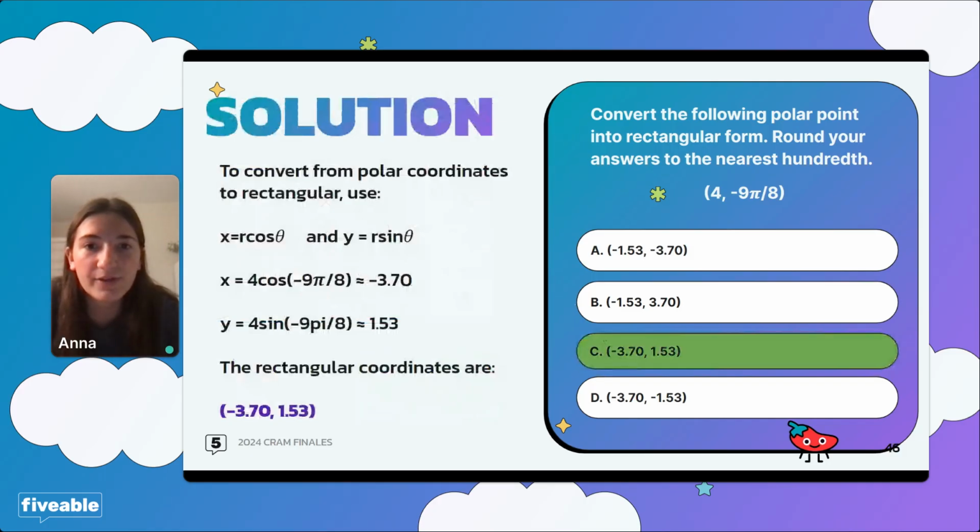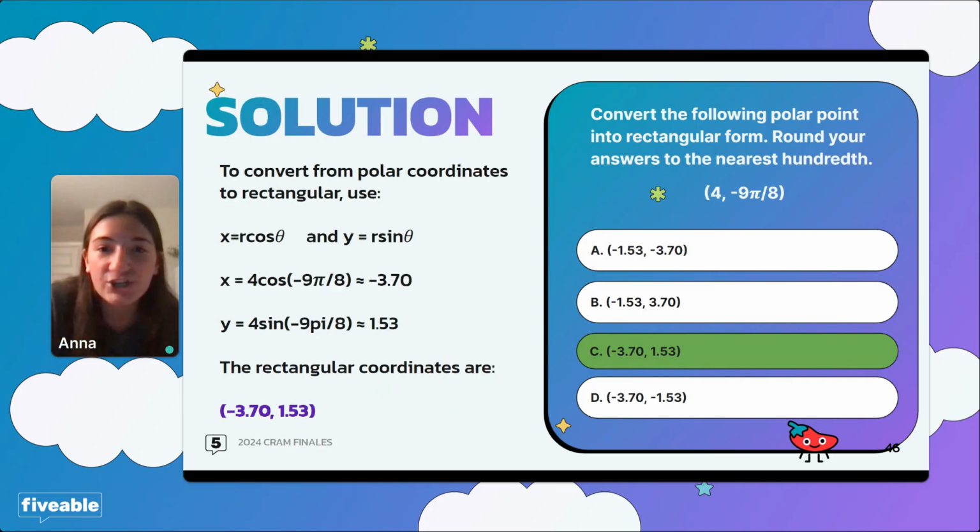Okay, here's our solution. Hopefully that all went well. So just so you know, you have your points that you found with the trig, and those should be your x and y. So we have a negative x value and a positive y value.